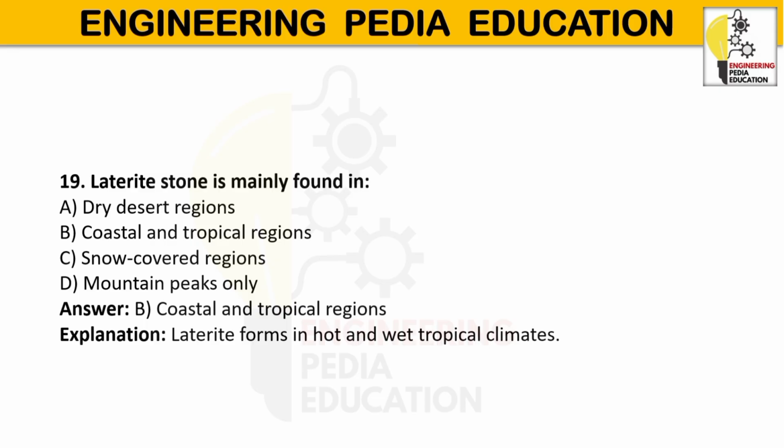Properties: reddish-brown color, soft when freshly cut, hardens on exposure to air. Lightweight and porous, easy to cut and dress. Uses: building blocks and masonry work, road construction, boundary wall, low-cost housing in some regions.